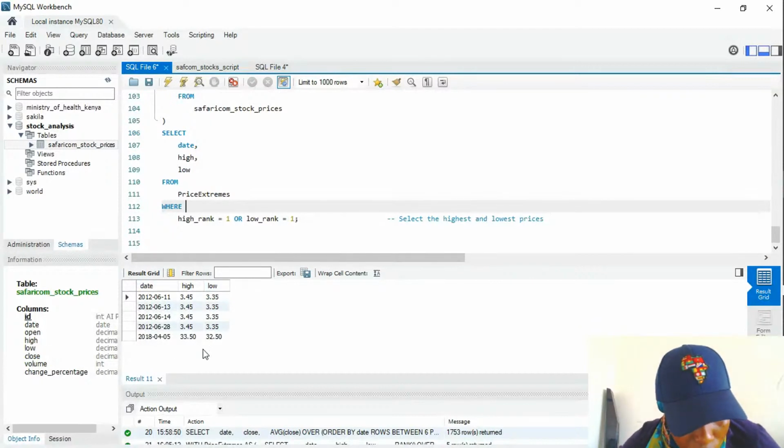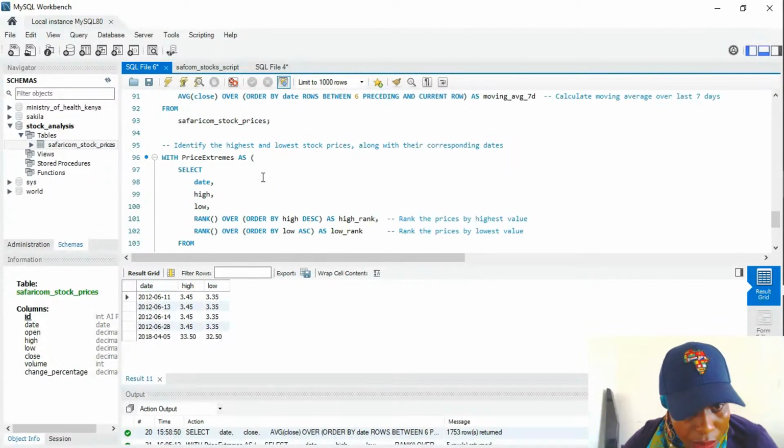So we have our output here. In June 2012, we have the high and low. Now we're looking at the extremes. We have 12 June, 11th, 13th, 14th, and 28th. And then again we have extremes in 2018, April 5th.